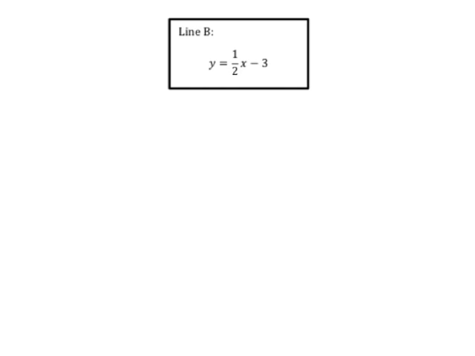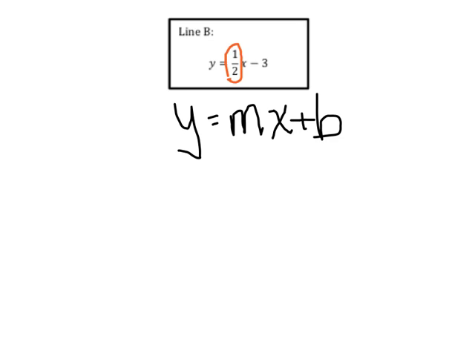Looking at line B, how can I find my slope? The equation of a line is y equals mx plus b, and this is already written in the equation of a line, so I'll just circle my m. For line B, m equals 1/2.